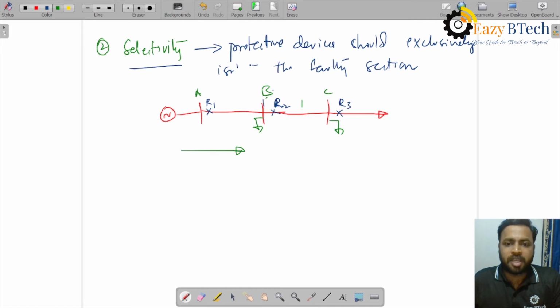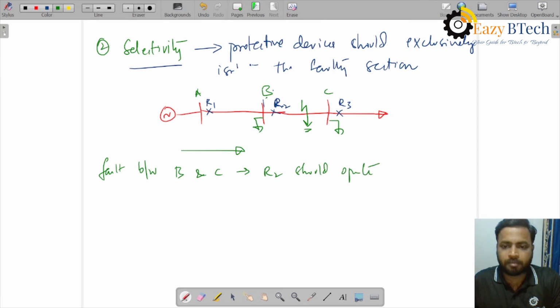If there is a fault between B and C, R2 should operate. So how is the fault being fed? Since it is a radial system, current flows only in one direction, so the fault is being fed in this direction. Current is not coming from this direction. There is only load, and no generator on this side. R2 should detect this fault and initiate the operation of its corresponding circuit breaker, and the circuit breaker should open. So there will be an opening here, and this fault should get isolated.